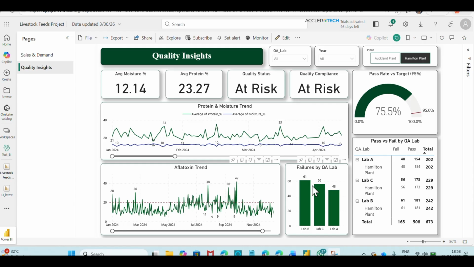So next is the failures by QA lab, which shows the count of the failures in each lab when the test has been conducted. Say, for example, in lab B, there are 61 failures, in lab C, 56, and lab A, 48. Next is the pass versus fail by the QA labs. So, in the different labs, for example lab A in plant A, Hamilton, what is the fail percentage, the fail count, the pass count, and the total count? It gives us a total picture of the pass and fail samples or counts.